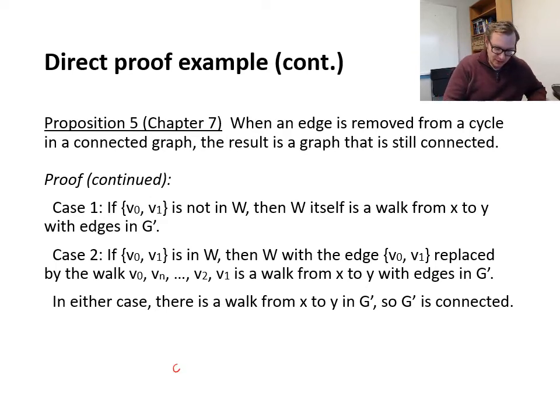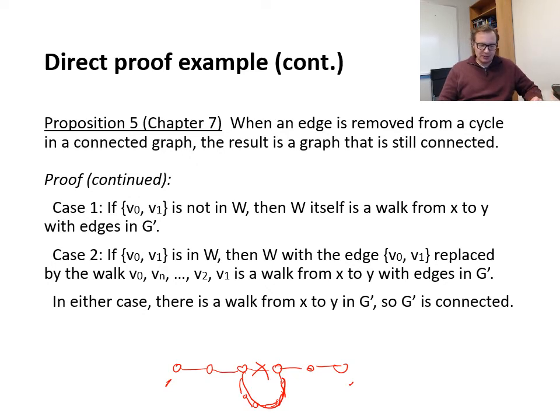this situation more or less looks like this. So we have some walk, and there is a cycle here. So this is a cycle, and now we remove this edge. So clearly, this node and this node still remain connected by a walk, which now leads over the cycle. So this is the definition behind this case 2 and why it works. So in either of these cases, there is a walk from X to Y in G prime, and so G prime is connected. And that concludes our proof.